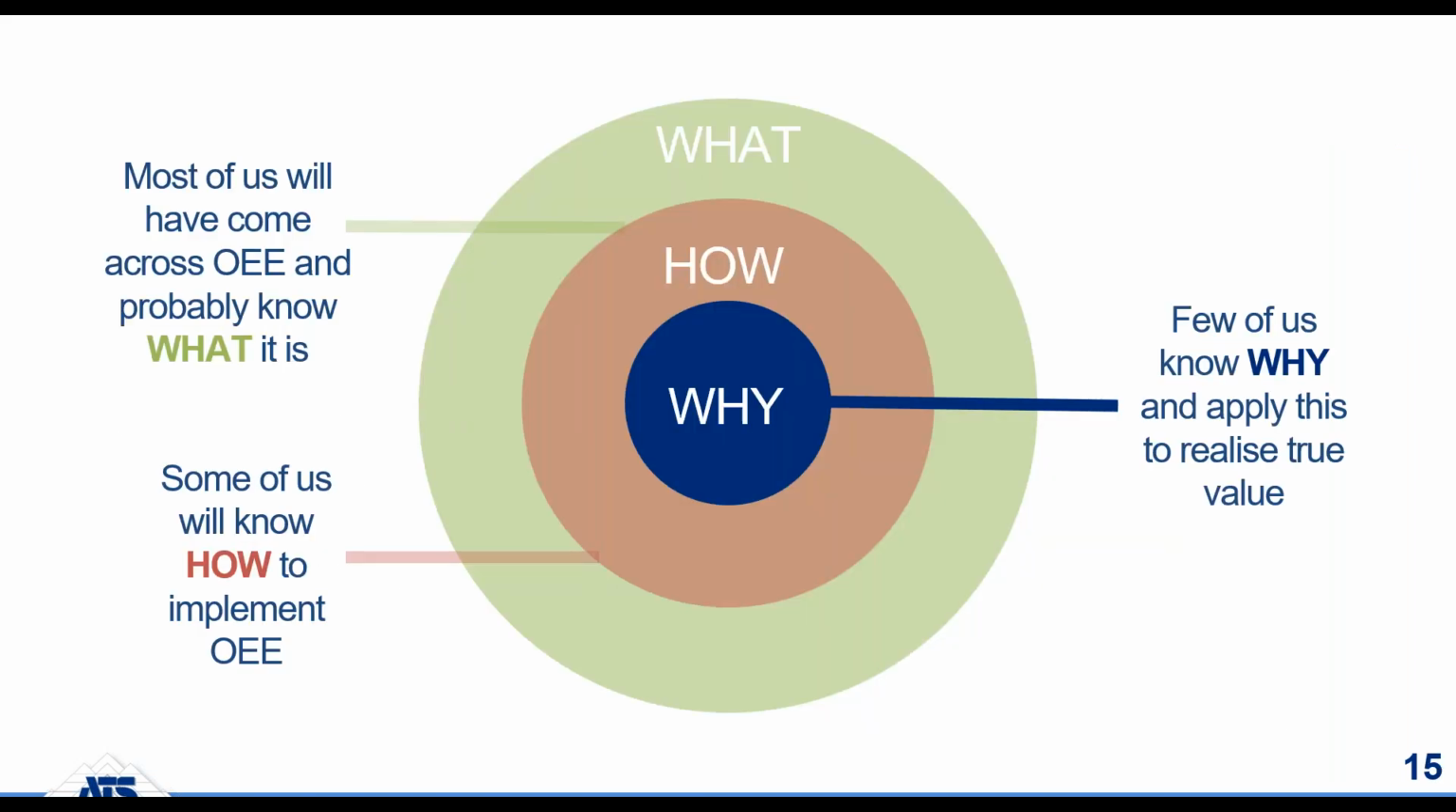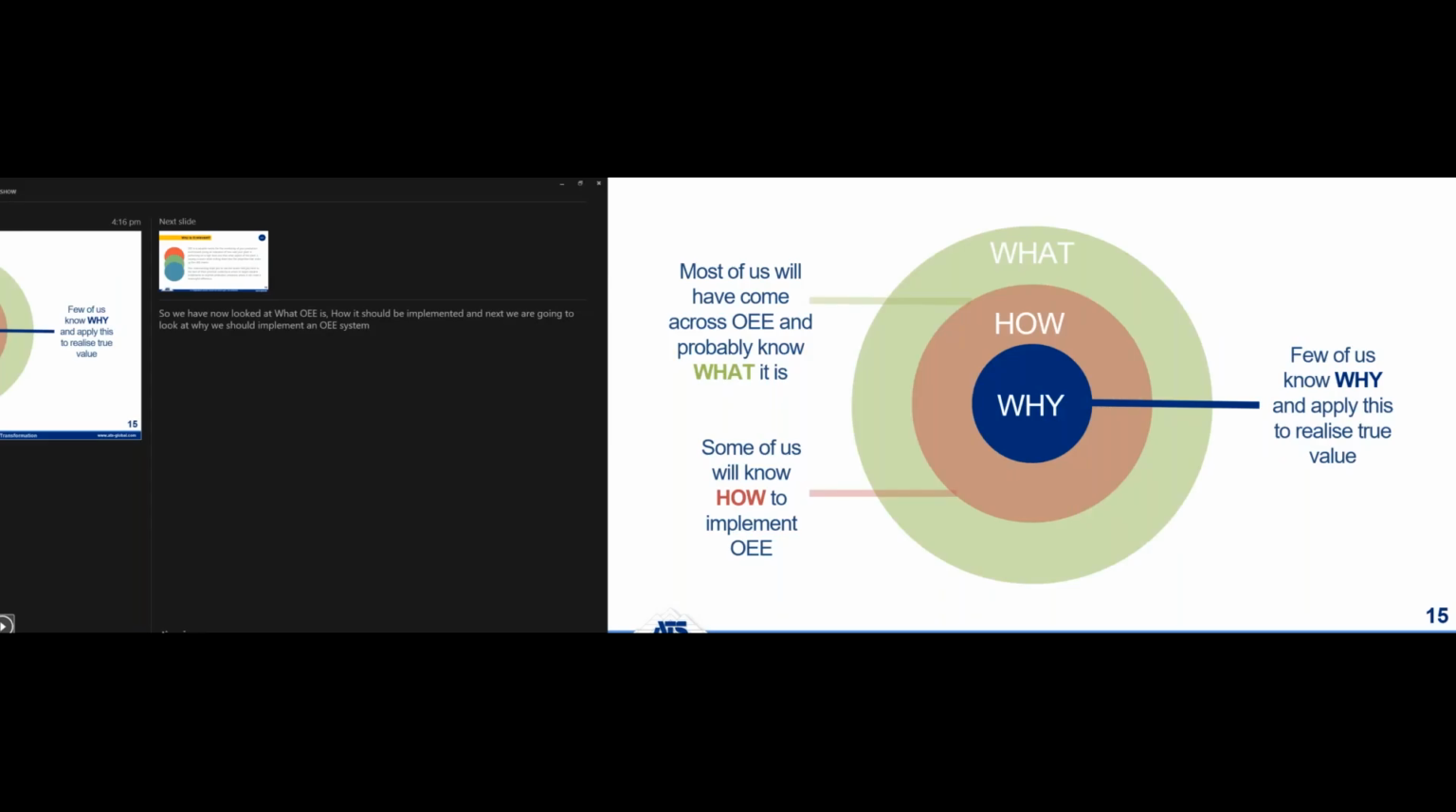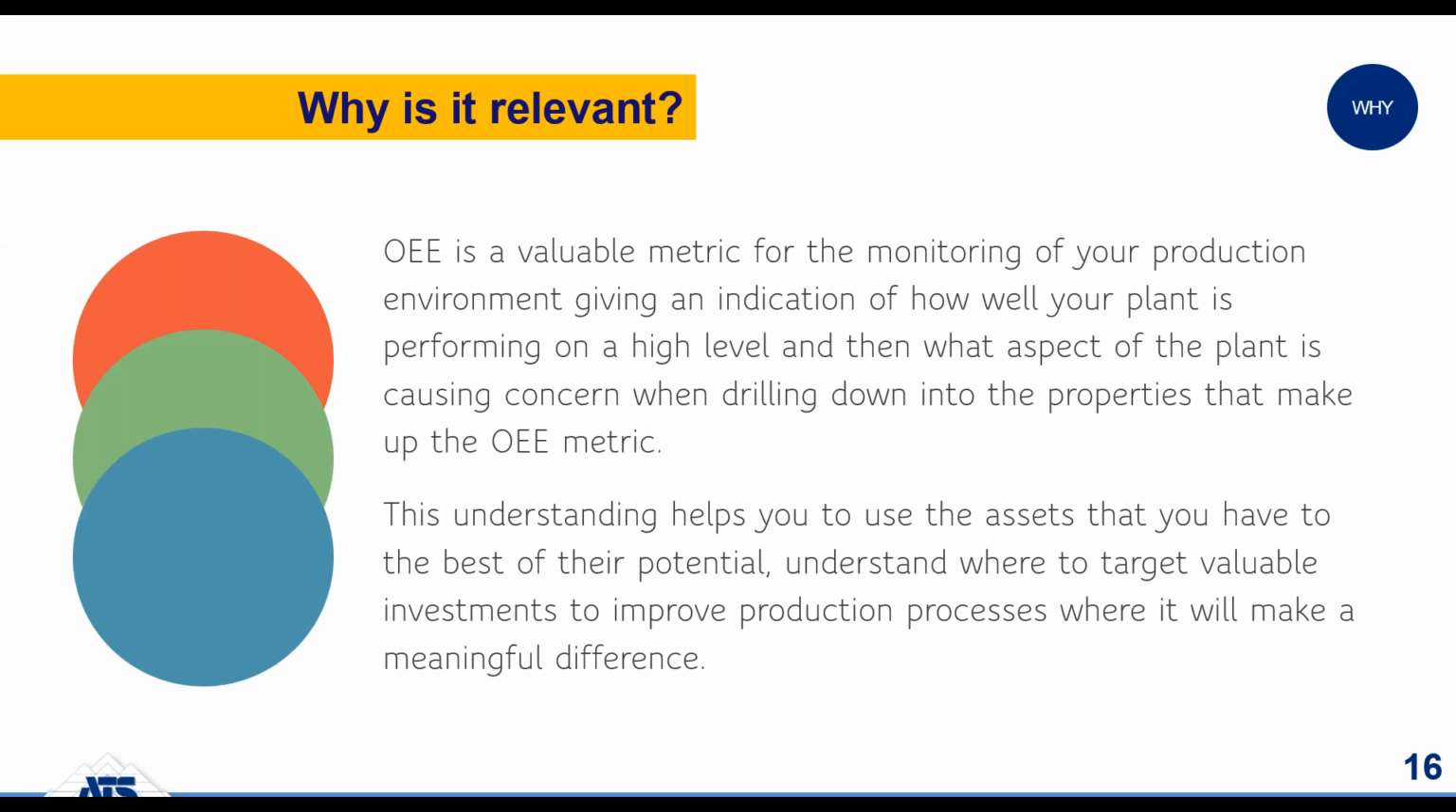So we have now looked at what OEE is and how it's supposed to be implemented. Next, we are going to look at why we should implement an OEE system. OEE is a valuable metric, as we know, for monitoring your production environment, giving an indication of how well your plant is performing on a high level, and then what aspect of the plant is causing concerns when drilling down into the properties that make up the OEE metric.